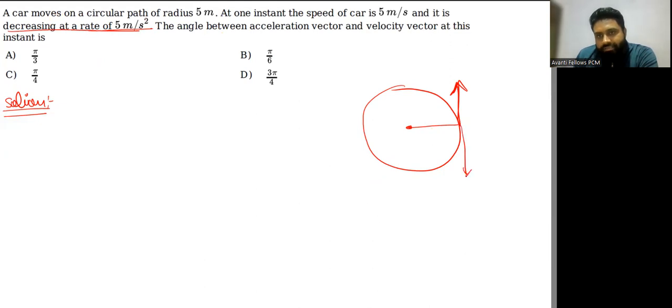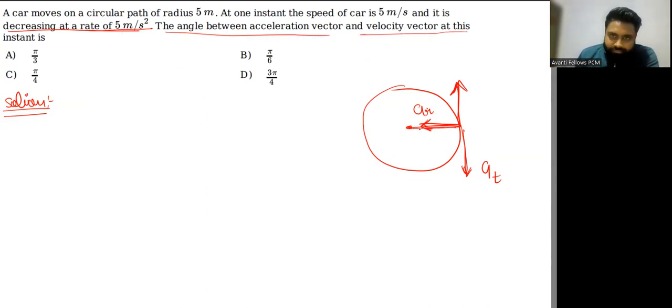So in the opposite direction, the tangential acceleration will act. This is the AT. And a centripetal acceleration will act in this direction, which is AR, or radial, or AC, you can say. Okay. So you do not need this data to be calculated over here. We have to calculate the angle between the acceleration vector and the velocity vector. Now you can see easily that this AR and this AT are perpendicular to each other, 90 degree. So definitely, you have to calculate the resultant of it.